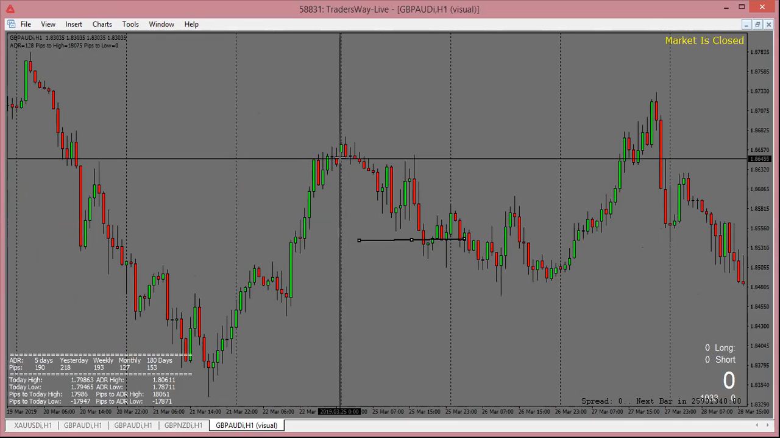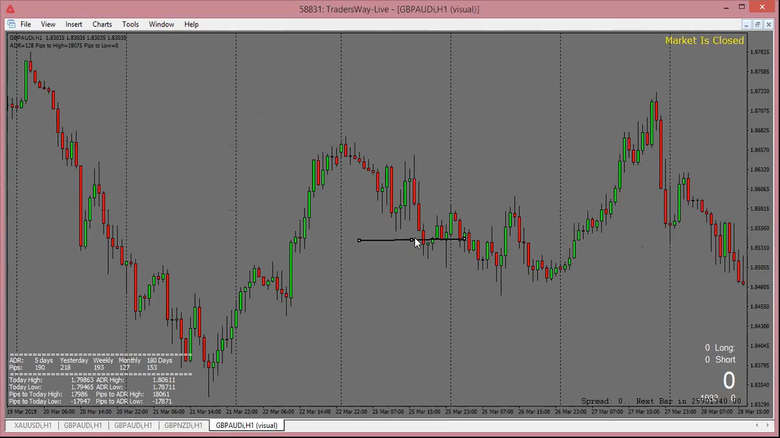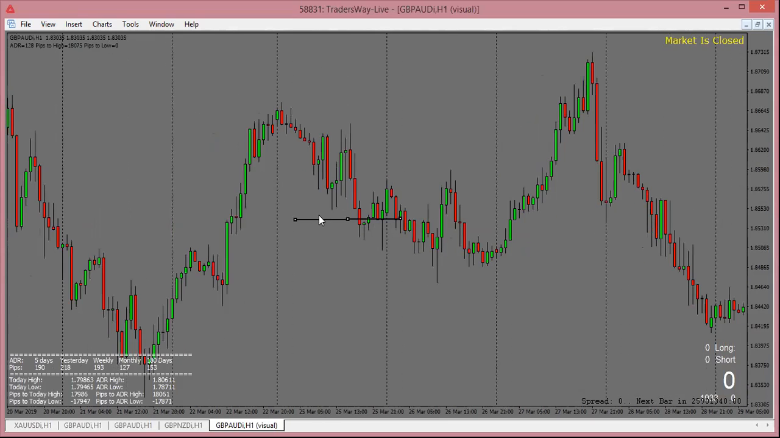So this opened up bullish, right? The next candle was bearish, right? Since that's the case, I'm going to take this.